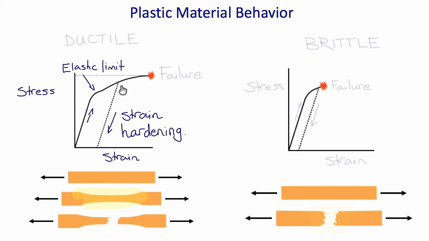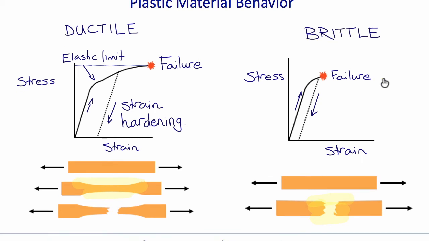On the other hand, if we keep loading, we'll ultimately reach a point known as the ultimate tensile stress and the ultimate tensile strain, where we get failure. This type of failure is called ductile failure, and this type of plasticity is called a ductile plastic material. Another type of failure occurs in materials that are brittle. Soon after the elastic limit is achieved, the material fails suddenly, and this is called brittle failure, and such a material is called a brittle material.